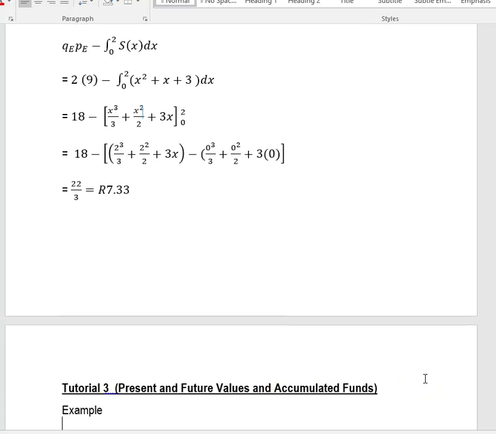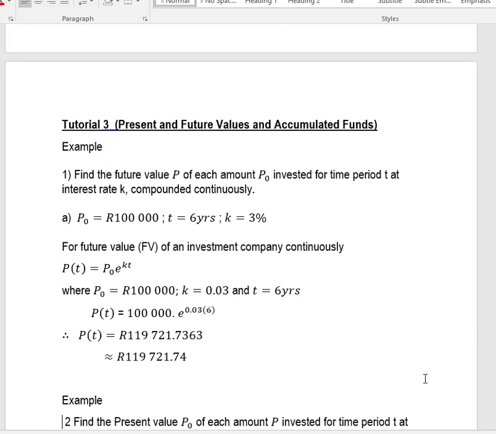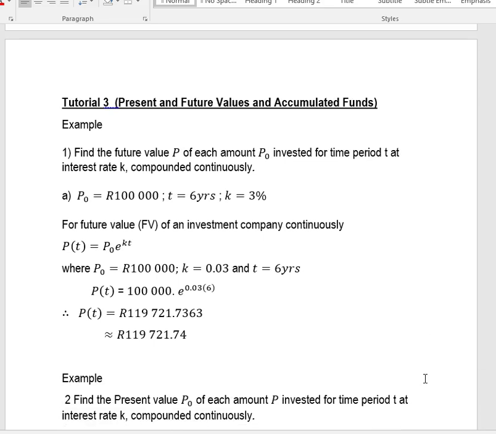Hello students, you are welcome to the continuation of your week 10's tutorial, still on integration application. We shall now be looking at tutorial 3, the present and future values on the accumulated funds.